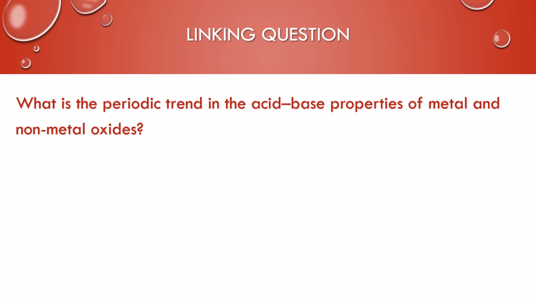And this links to the acidic and basic oxides, which we talked about. Metal oxides are basic, non-metal oxides are acidic, and aluminum oxide is amphiprotic because it can act as either an acid or a base.